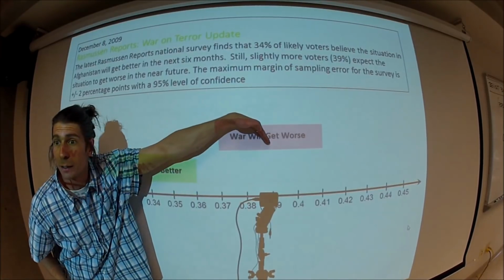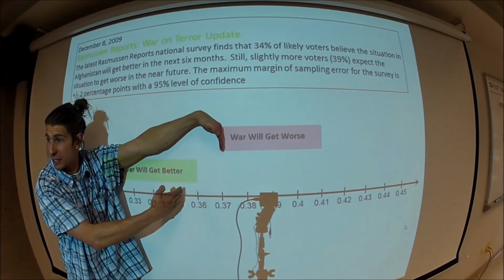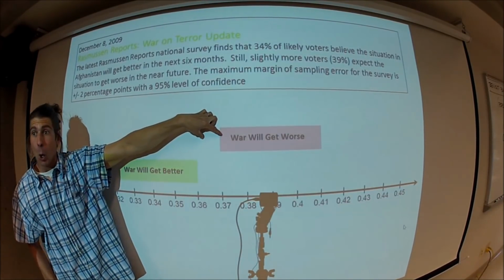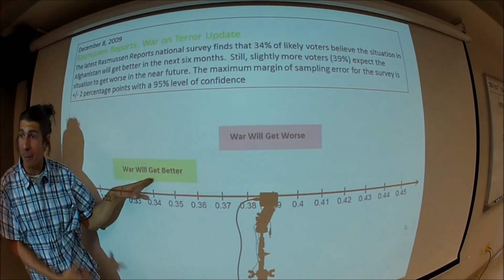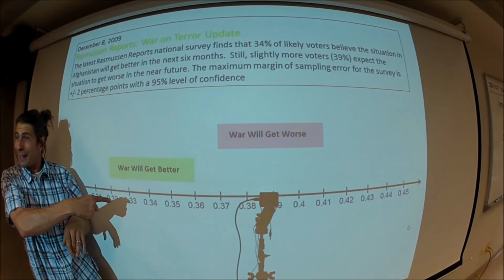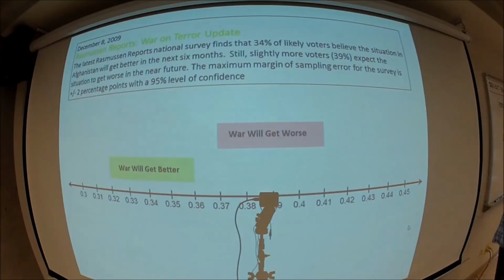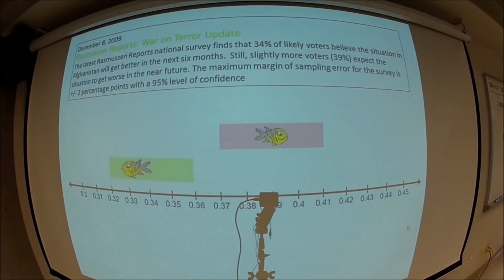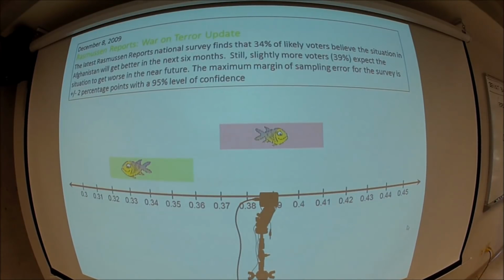Even though this one at its lowest is 37, this one at its highest is only 36, which means there is a minimum significant difference of 1% there. Which means I do believe that more people think it's going to get worse than get better based on this survey. There's no overlap of intervals. Think of the fish. Can the fish in the "war gets worse" tank ever get into the "war will get better" tank? No. Can't. Not based off this sample data.